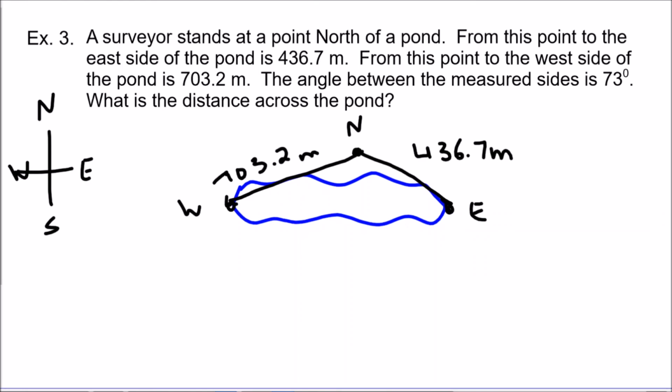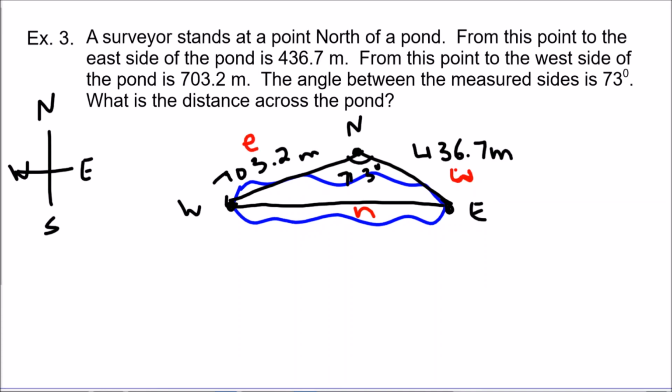And it's asking us, what is the width of the pond, essentially, right? The angle between the measured sides is 73 degrees. What is the distance across the pond? Right, and this is how surveyors can actually determine how large things are, right? You're not going to walk through the whole pond with a measuring tape from one side to the other, but you can walk across the land, measure those points on either end, and use these tools. So I'm looking for side length N. I know side W. I know side E.